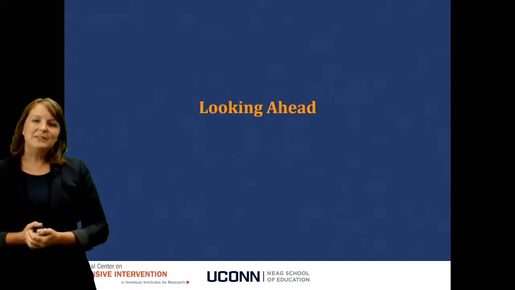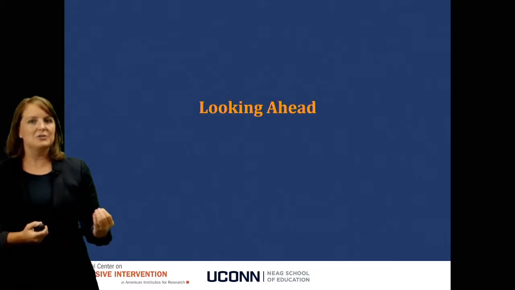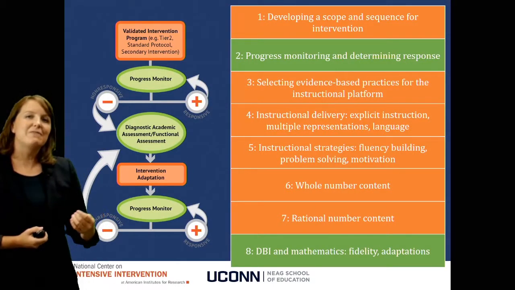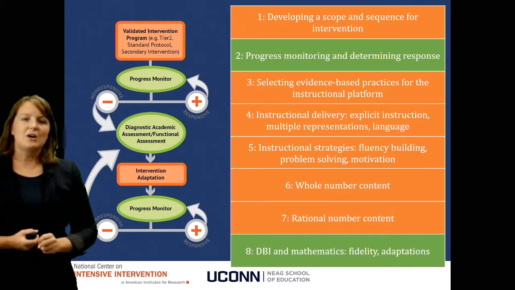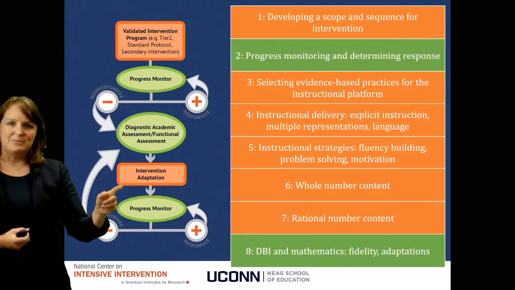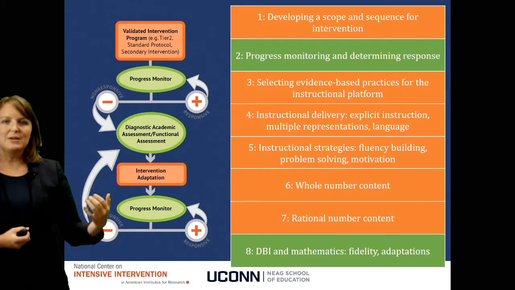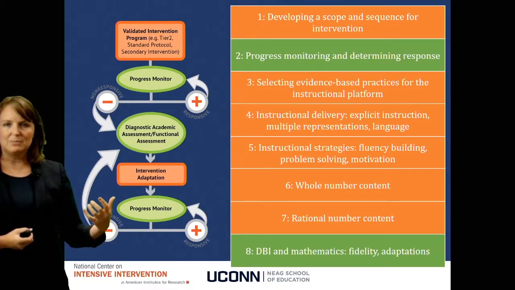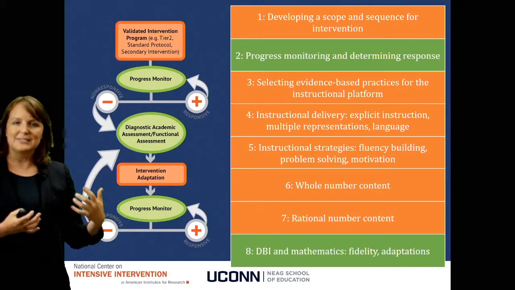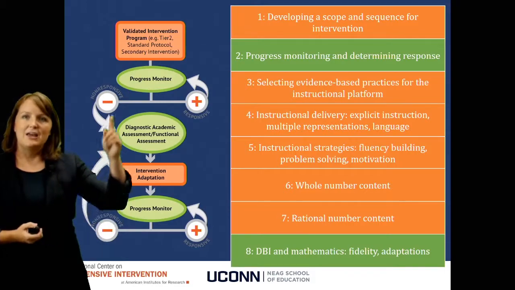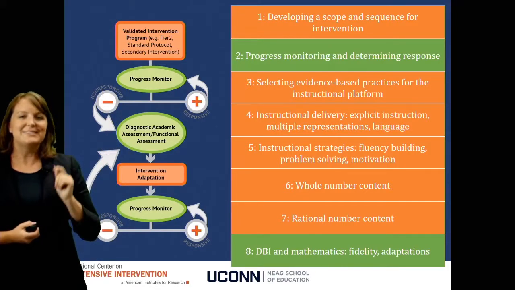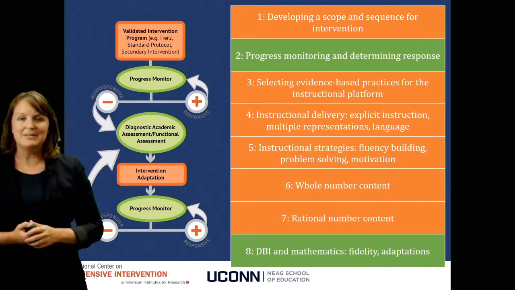Now, as we leave Module 7, I know you're super sad. We finally get here to Module 8, which is going to be focused on fidelity and adaptations. So how do we make adaptations to the program when it's not exactly working for the student? What are some of the things that we can be thinking about? And how do we make sure that we're doing all of these things exactly as they need to be done?